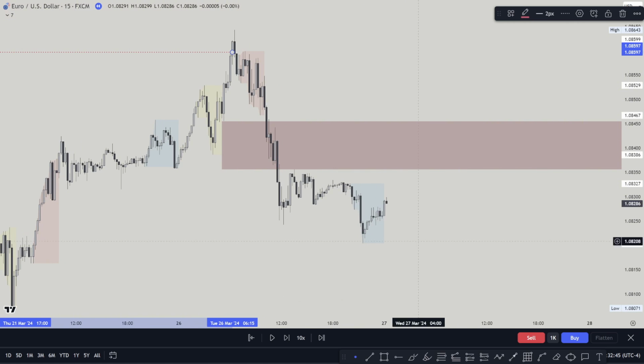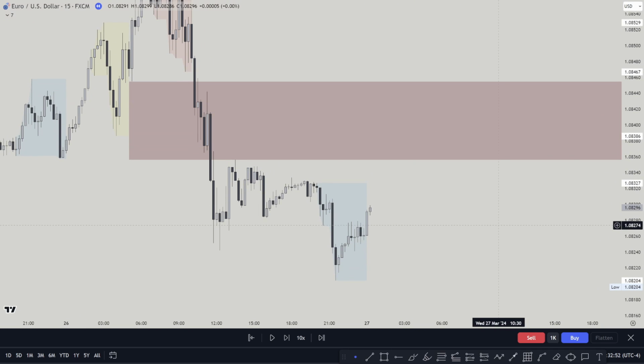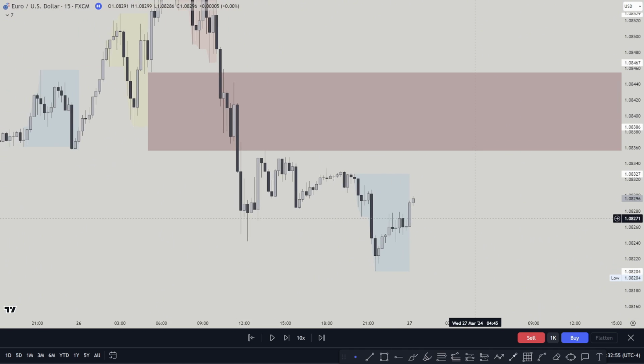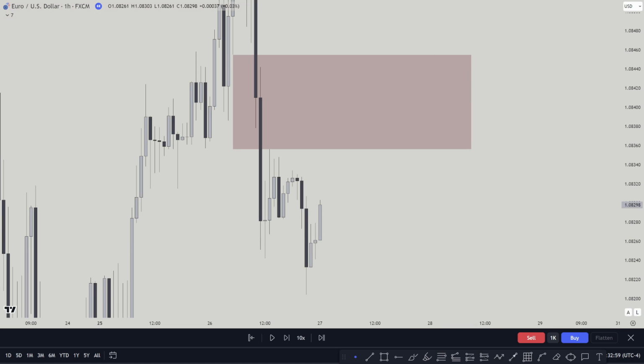So price started going higher, and I shared in the Discord at this point that my expectation, and as you can see in the picture, my expectation for the day is for price to go to where? Now if you go to 1 hour very quick, what do we see?